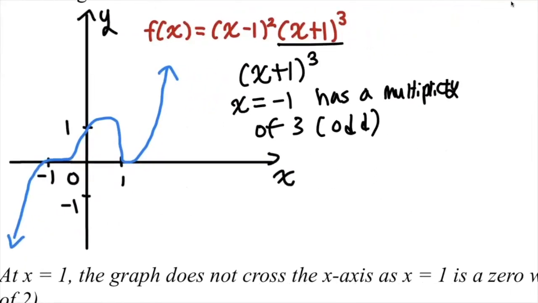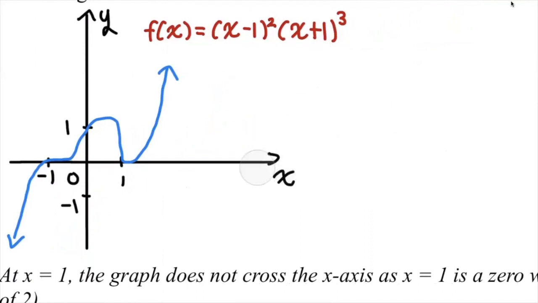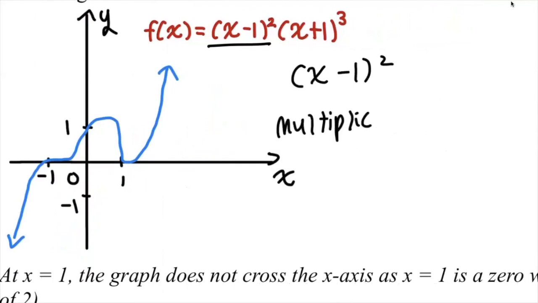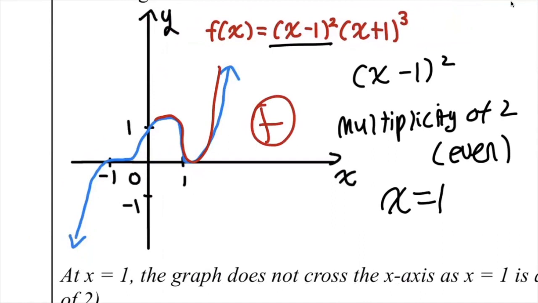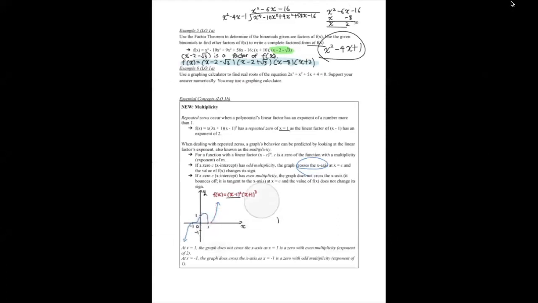However, if you take a look at the other linear term here, this linear term has a multiplicity of 2, right? So because it's an even multiplicity, at x equals 1, the graph does not cross the x-axis. It bounces off. So the sign does not change. It's still positive, and the graph does not cross the x-axis. It just bounces off. So multiplicity is a great way to determine the behavior of the graph.